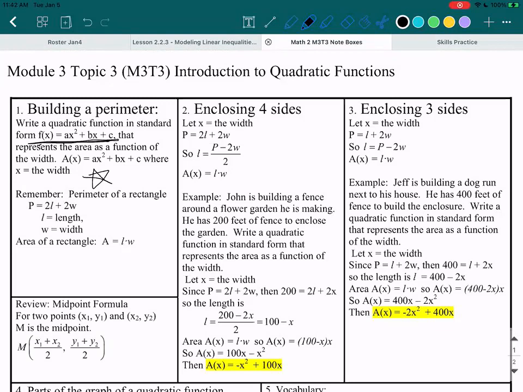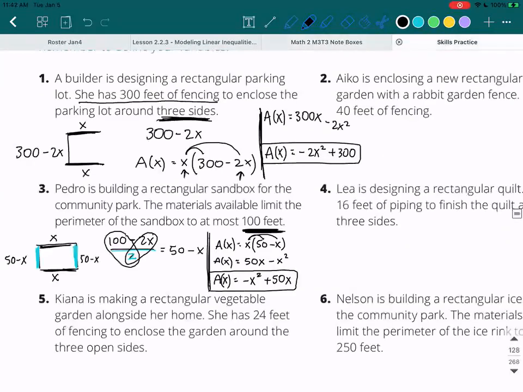Okay, let's go back to the skills practice. I noticed I made one tiny little typo on number 1. If you take a look at number 1, when we switched the order, we brought the negative 2x squared to the front. And I just noticed that I didn't write the x next to the 300. So please write your x next to the 300. That was my mistake. I just didn't write the x.